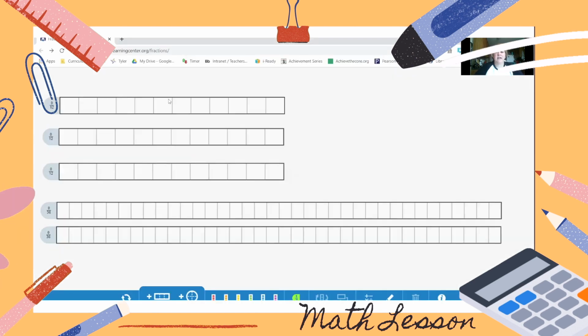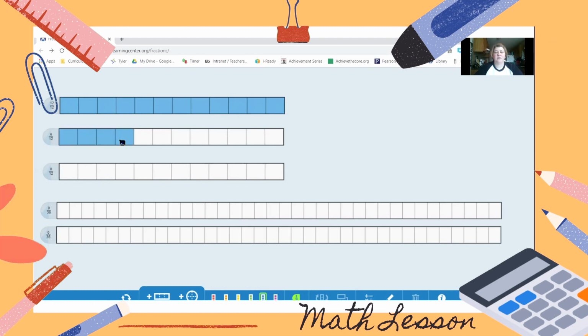So on here I have fraction strips that are divided into 12 pieces. I'm going to color in that 1 4/12. One whole, so I'm going to color in the whole thing. And then I'm going to shade in 4 out of 12. 1, 2, 3, 4. We added to that 9/12. So 9 out of 12.